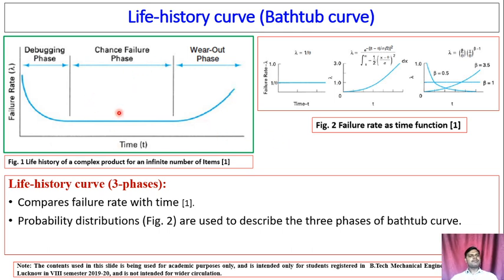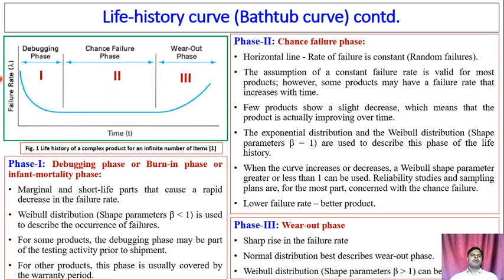So that's why I have said that probability distributions are used to describe the three phases of the bathtub curve. We'll discuss them in detail now. Phase 1 is also known as the burn-in phase or infant mortality phase. Marginal and short-life parts that cause a rapid decrease in failure rate lie under this phase.